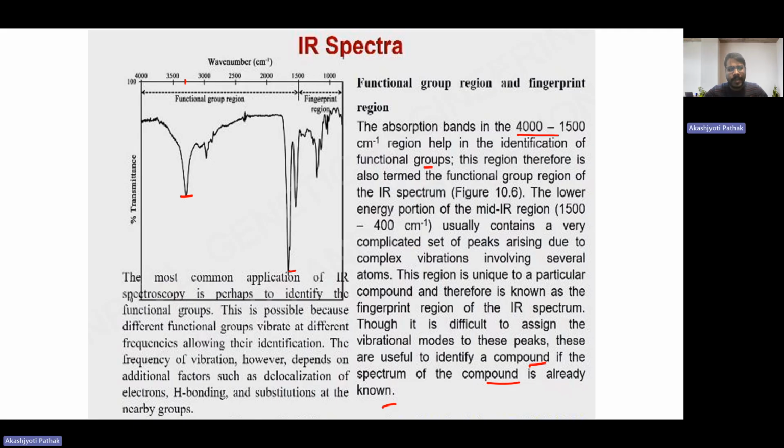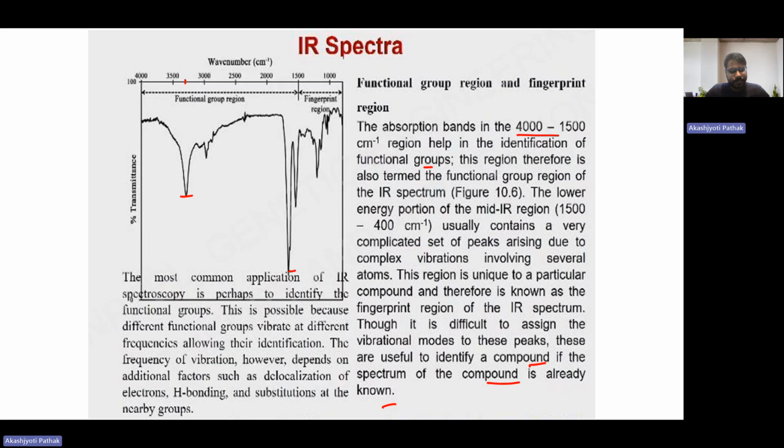So the most common application of IR spectroscopy is perhaps to identify the functional group. This is possible because different functional groups vibrate at different frequencies, allowing their identification. The frequency of vibration, however, depends on additional factors such as delocalization of electrons, hydrogen bonding, and substitutions at the nearby groups.